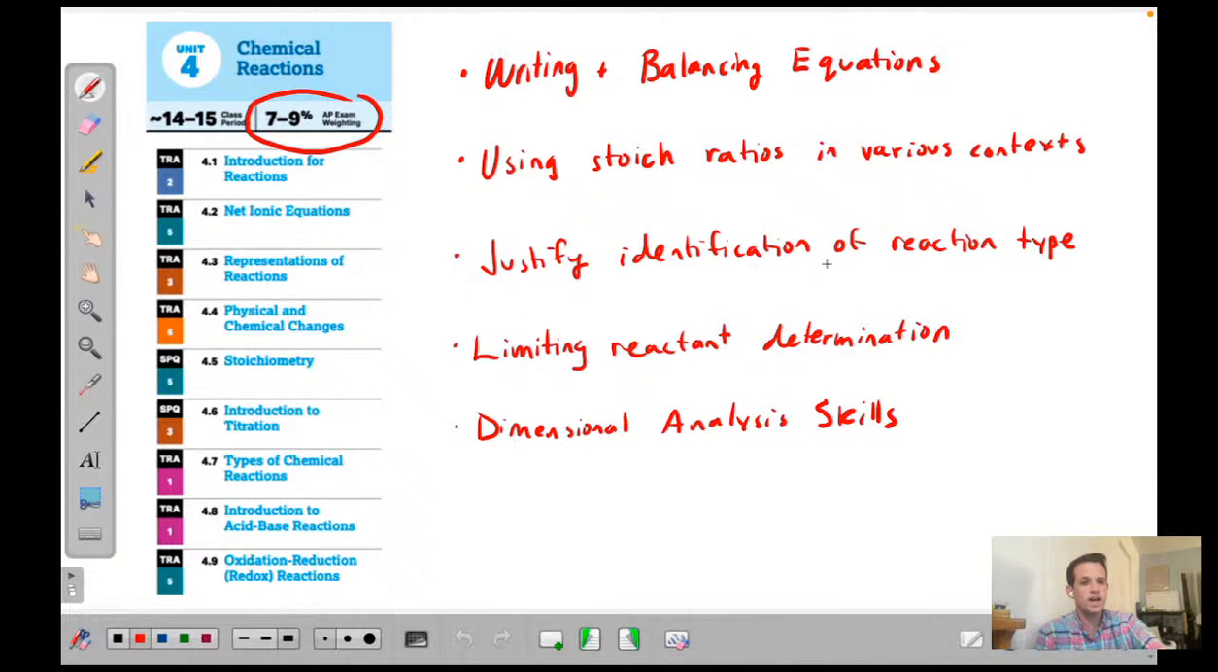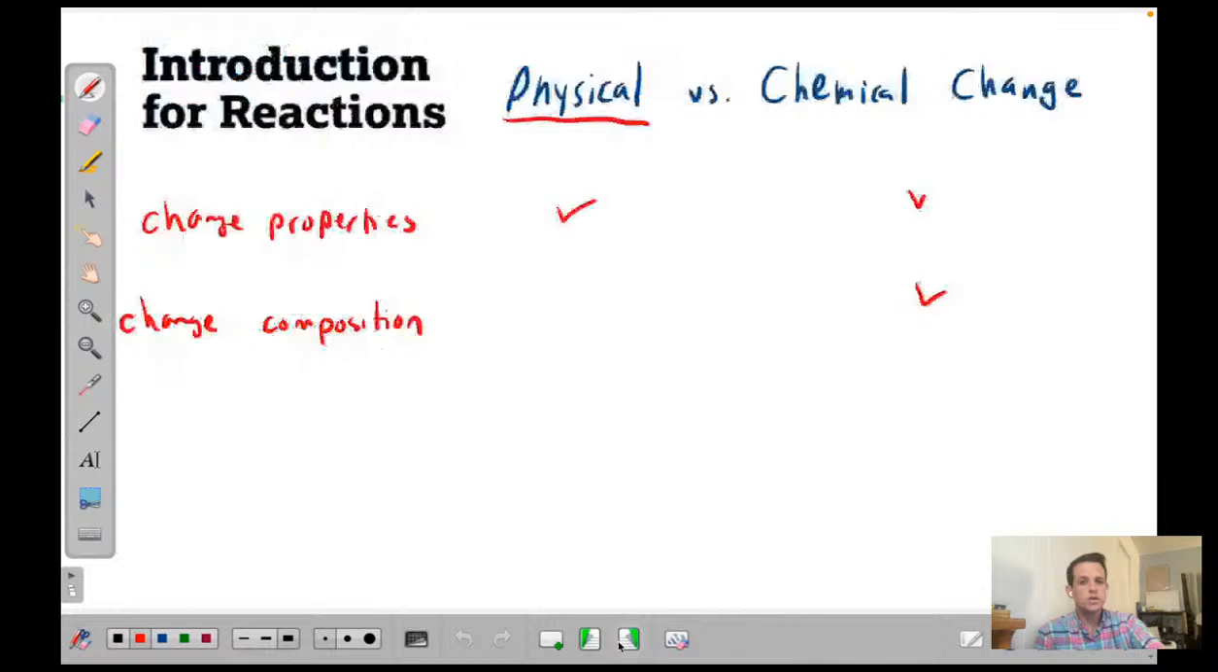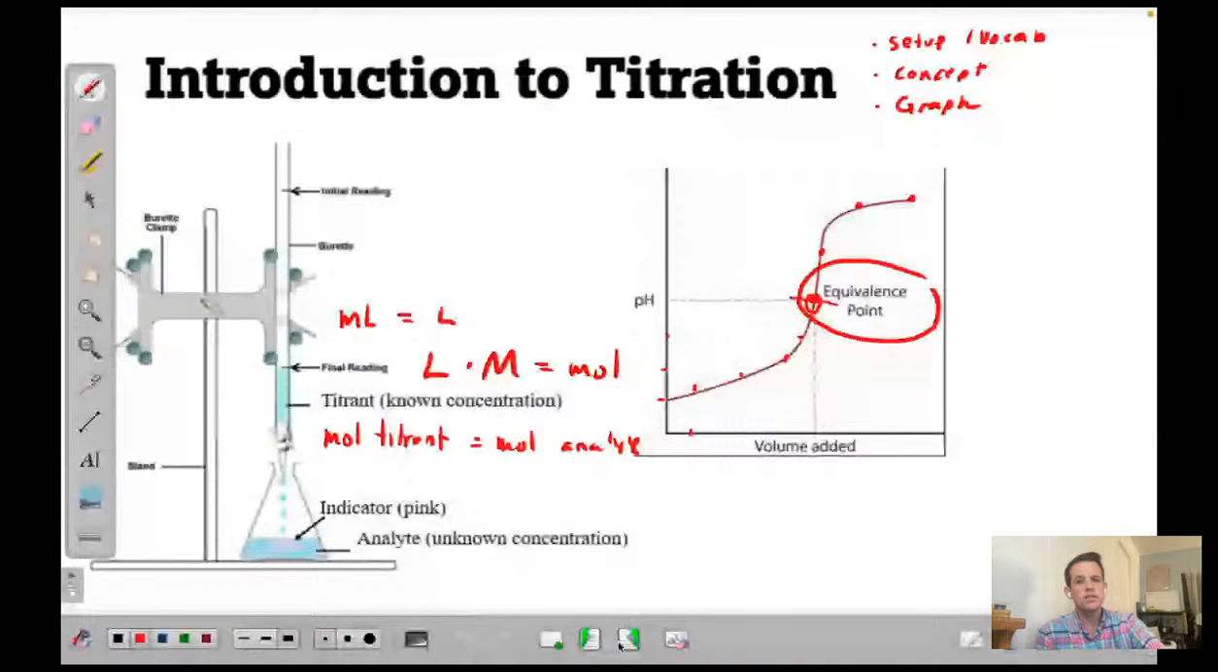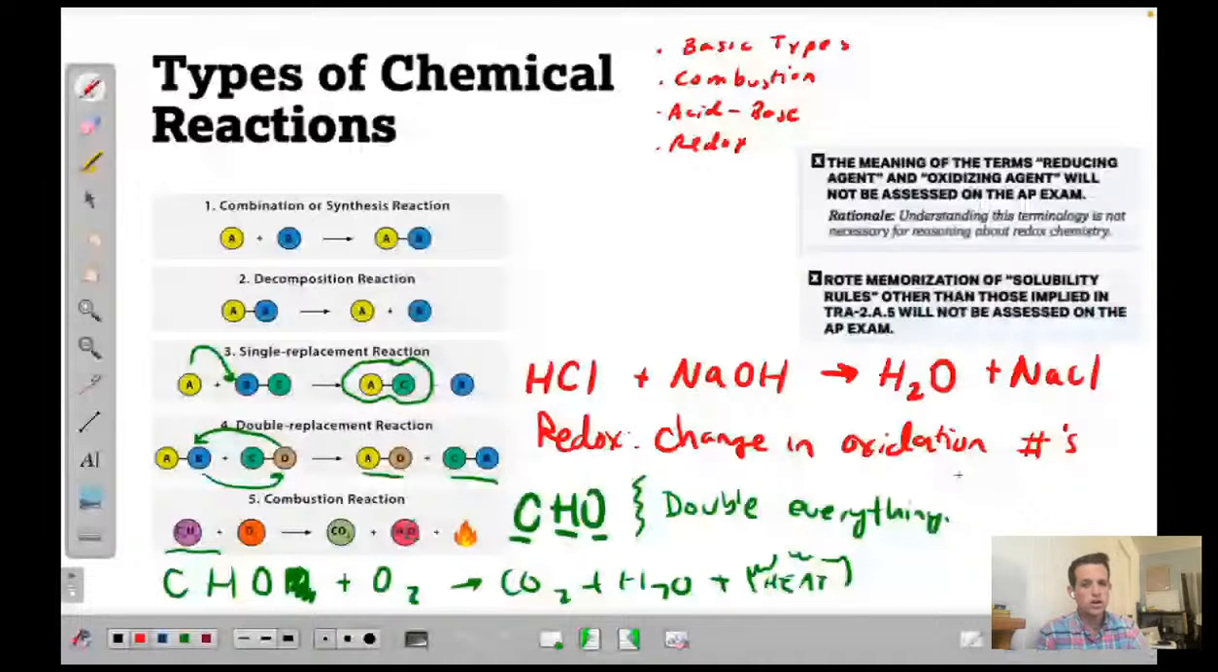Justify identification of reactant type. Okay, that's what we want to work on. So we need to be able to say why these things are what they are. You should be able to not just identify them, but explain why. So the replacements aren't too bad. There's obviously a greater affinity for one of the ions than the other. That's why they essentially replace.